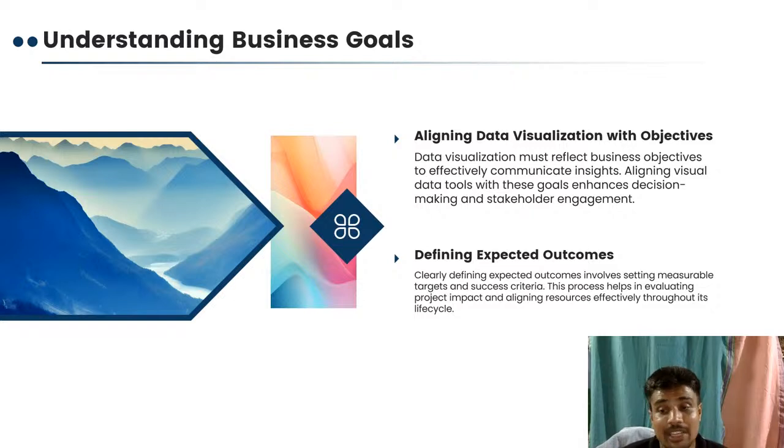The second one is defining the expected outcomes. So you need to clearly and concisely inform them. These are all the pointers we have discussed, and I'm going to deliver these pointers, this output, on the visual where you will be able to meet your objective. Let's go back to the first point.